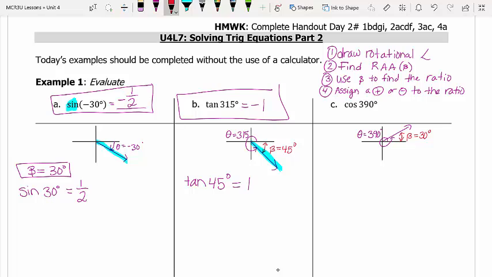Now step 3, use the related acute angle to find the ratio. So cos of our related acute angle, cos of 30, is equal to √3/2. How did I know that? I used my special triangles. So we know our ratio is √3/2. We just don't know if it's positive or negative yet, so let's figure that out. Our terminal arm of our rotational angle ended up in quadrant 1. Is cos positive or negative in quadrant 1? It is positive. Using that CAST rule, we know it's positive. So our final answer is cos of 390 degrees is equal to √3/2.